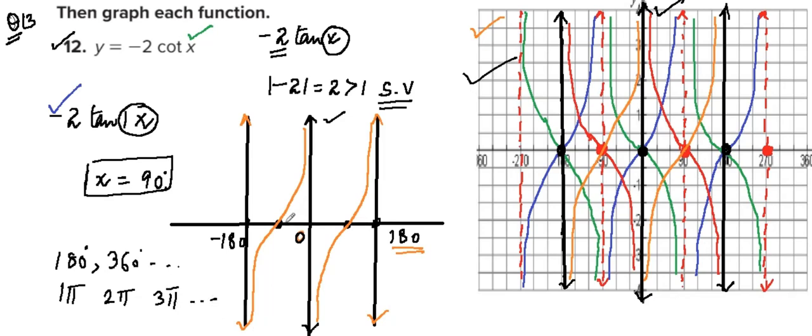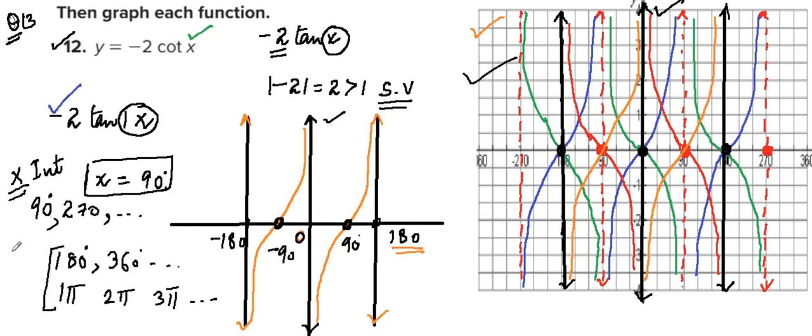These are the asymptotes. And what are the intercepts here, between 0 and 180? 90 and minus 90. On the positive side it is 90, then add 180 for the next, so this is 270, again add 180, and so on. These are your x-intercepts, and these are your asymptotes. So this is how we draw the graph of minus 2 cot x.